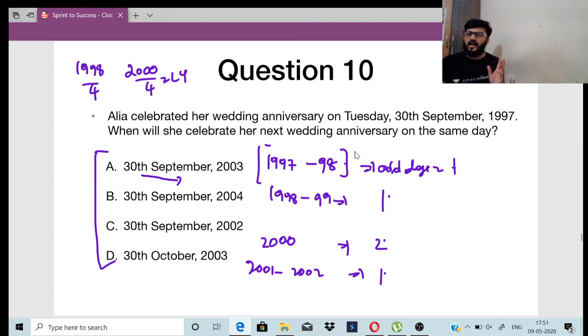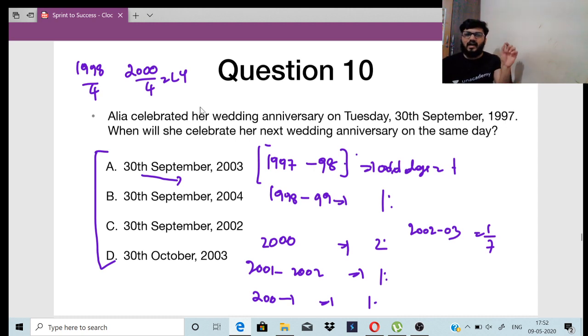What does same day mean? I should take 7 extra days, right? Same day means I should get 7 extra days. So we will move on to the next one, 2002. Then also you'll get 1, right? 1 plus 1 plus 1 is 3, 4, 4 plus 2 is 6. Then again 2002 to 2003, which is 1 by 7, right? So I'll be getting 7 odd days here.